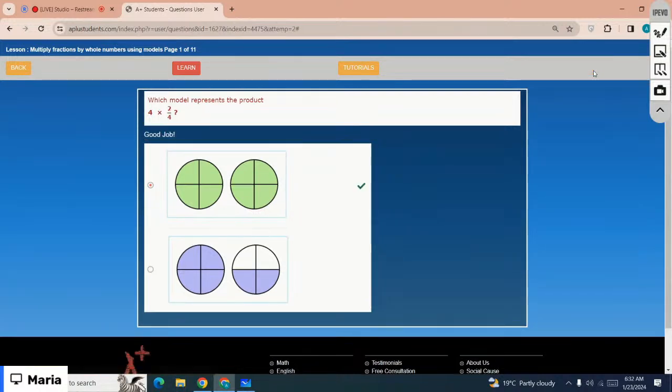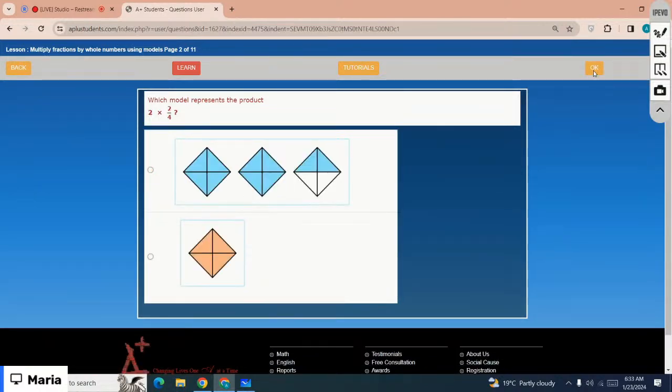4 times 2 is 8. How 4? Which model represents the product? Which is the correct option? Option 1 or option 2?